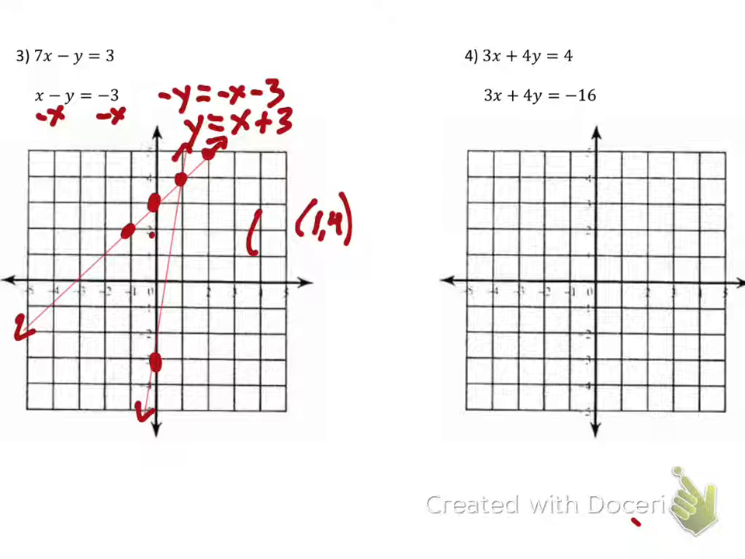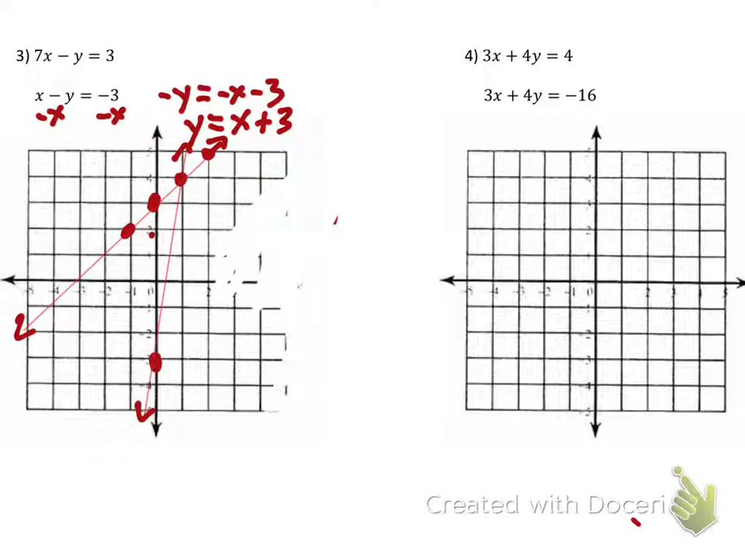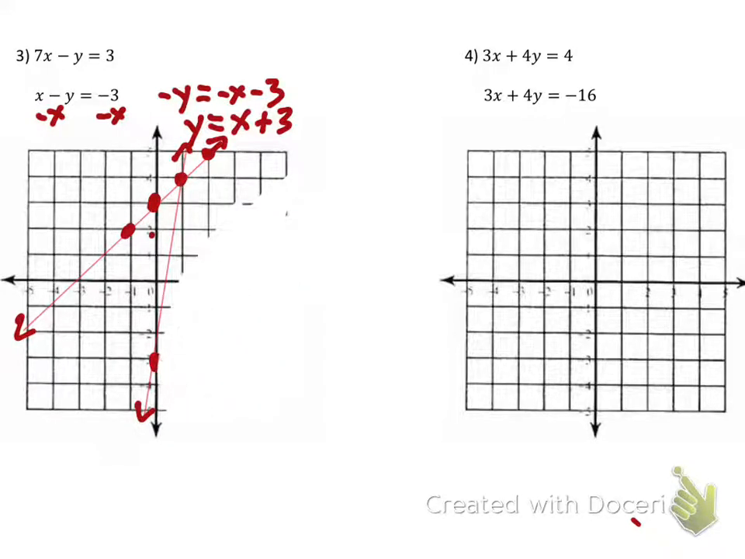All right, 4 is a little bit tricky. What you want to do is get y all by itself, like before. So I'm going to erase some of this so we have some room to work.